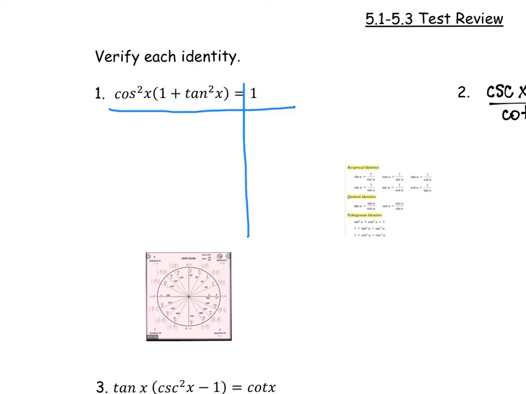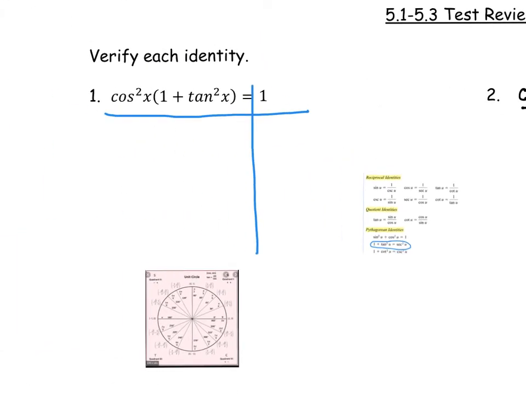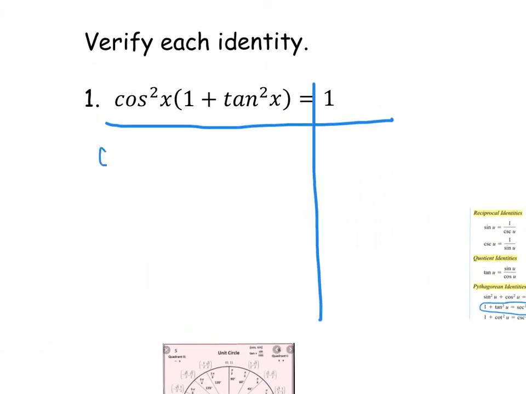So on the left-hand side, do you see something that you could possibly change into something else relatively easily? Yes. What? 1 plus tangent. Okay, look, 1 plus tangent squared of x is the same as what? Secant squared. So I'm going to rewrite this as cosine squared x, and I'm going to replace this with secant squared of x. Now we're trying to prove that the left-hand side equals how much? 1. Positive 1.